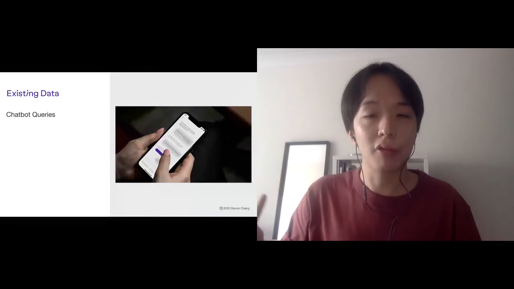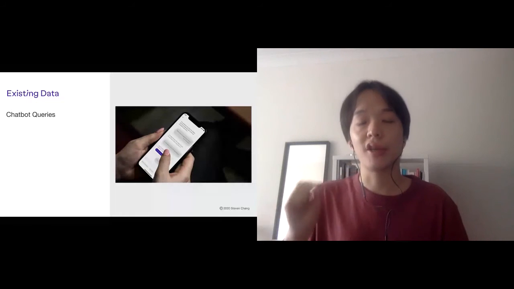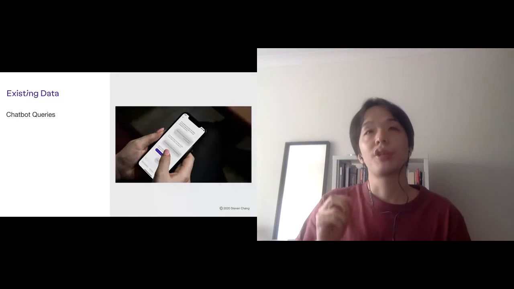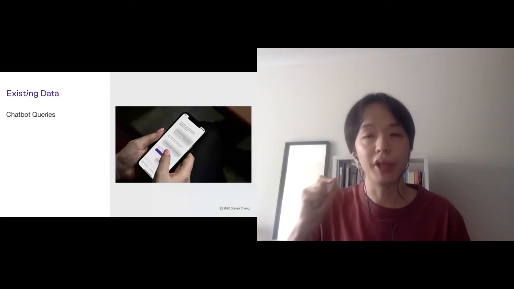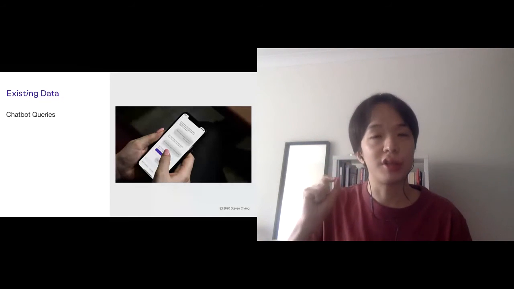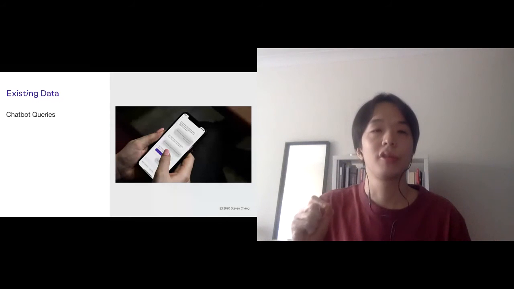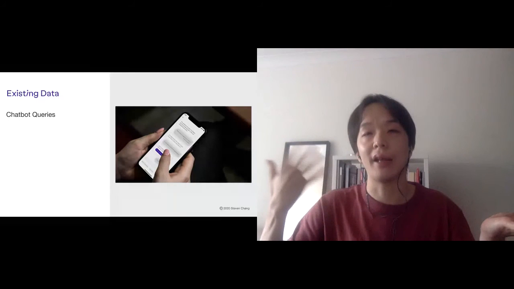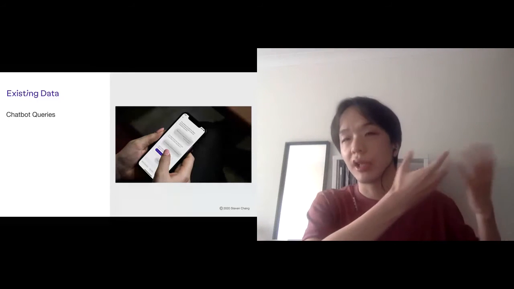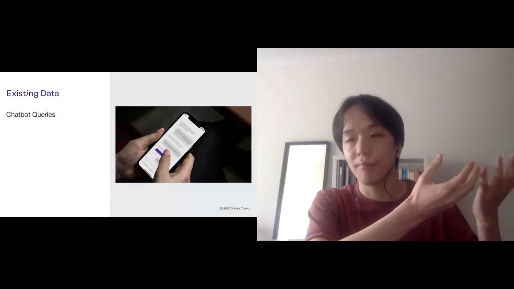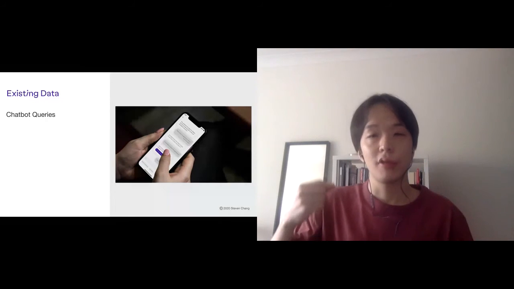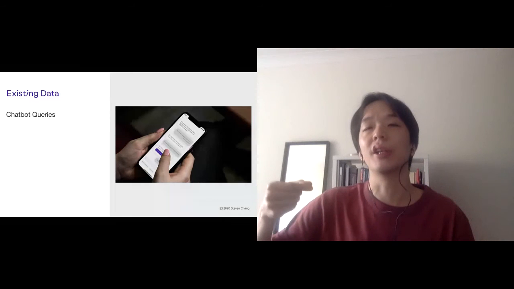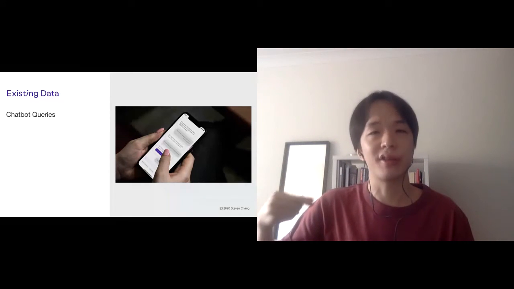Although the chatbot queries are a great resource, there is one thing you need to be mindful of. The chatbot queries are written content, so it's different from spoken language, and there are major differences between written content and spoken language. If you are using data from written content, you need to make sure you have translated that to spoken content. Otherwise, it might sound weird.